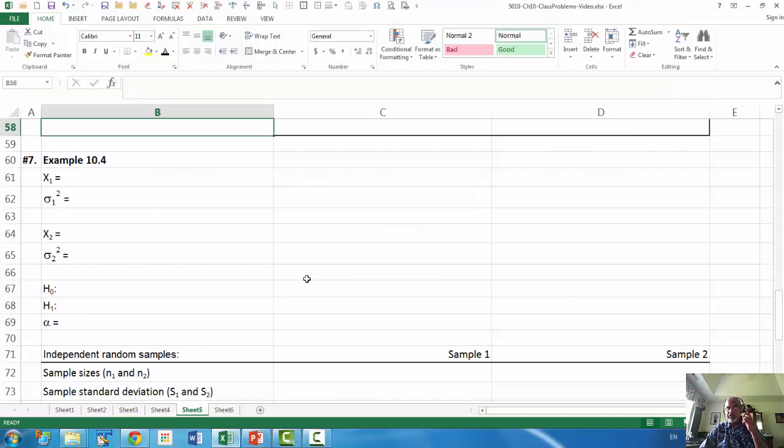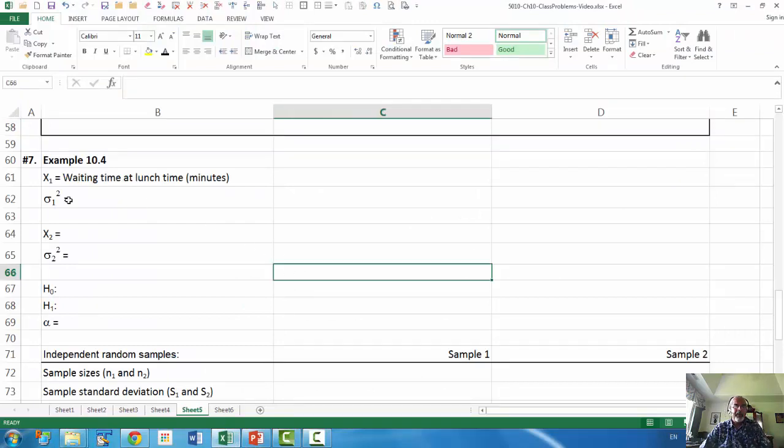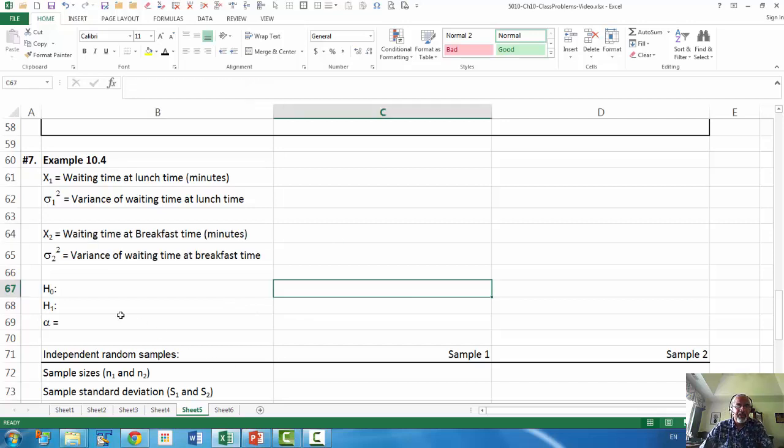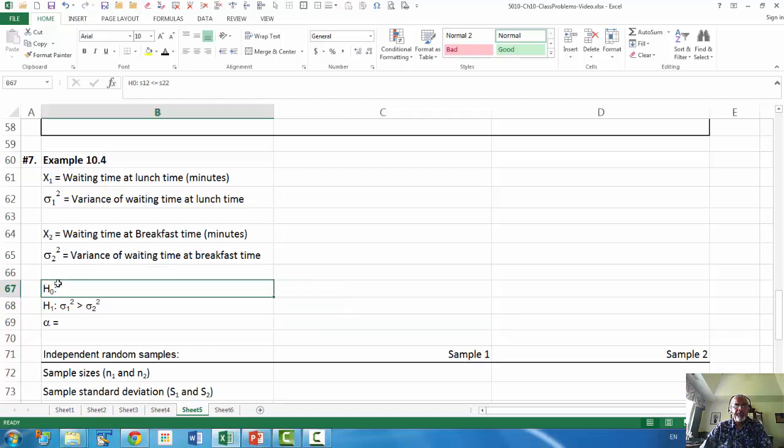So X sub 1 is wait time during lunchtime, and sigma squared sub 1 is the variance of wait time, and then X sub 2 is wait time during breakfast and the variance during breakfast. And now the alternative hypothesis is sigma squared sub 1 is greater than sigma squared sub 2, and H sub 0 then is the opposite of that.